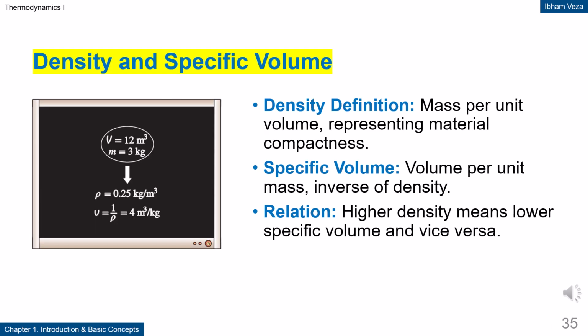Density and specific volume. Density is defined as mass per unit volume. Specific volume is the inverse of density, which is volume per unit mass. These two quantities are directly related to each other. If density increases, specific volume decreases. These concepts are frequently used in fluid and gas analysis.